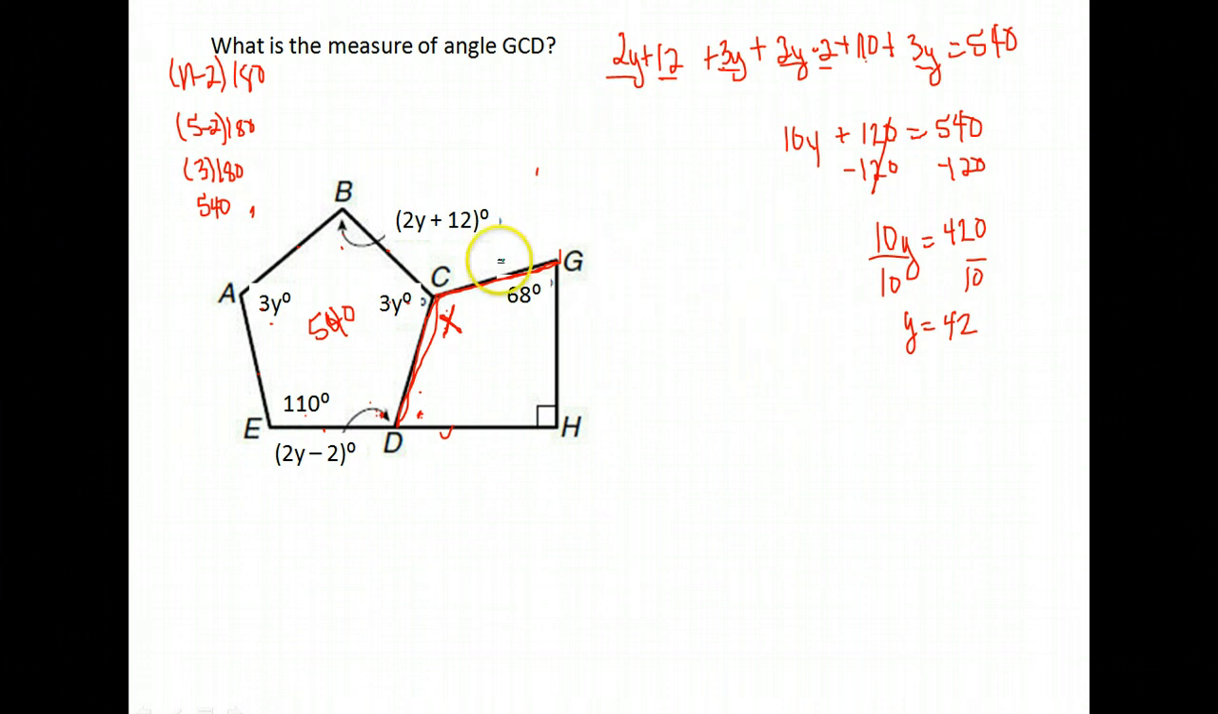Now remember, our goal was to find y so that we could find the measure of this angle right here, so that we could find the measure of this angle and then find our angle we're looking for. So we're one step in. Let's go to the next step, which was to find the measure of this angle here. It says it's 2y minus 2. We just found out that y is 42. So 42 times 2 is 84, minus 2 is 82 degrees. So this angle is an 82-degree angle.